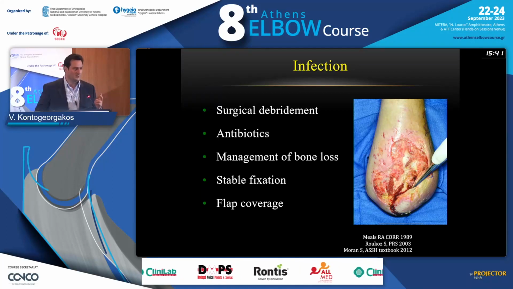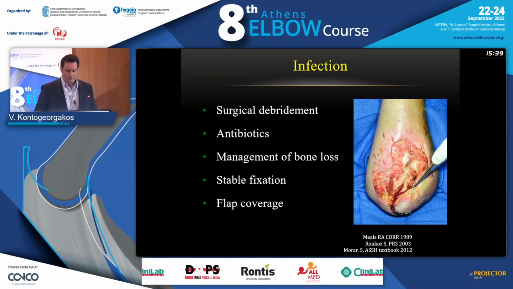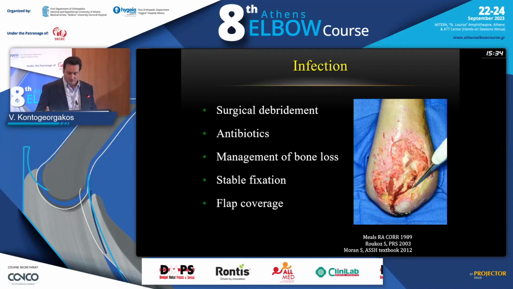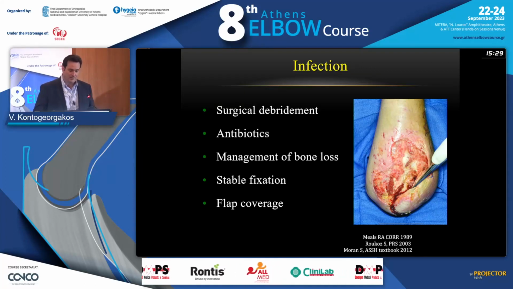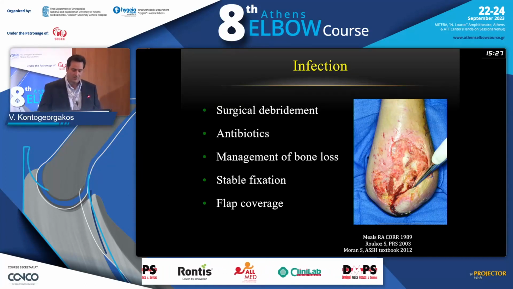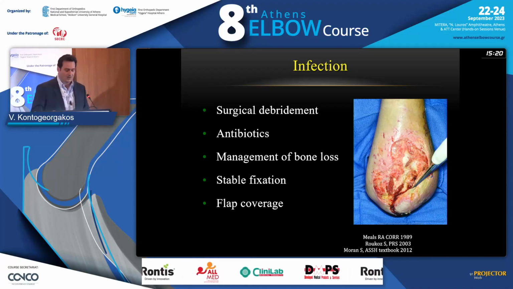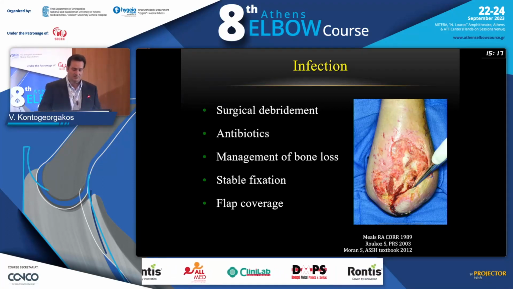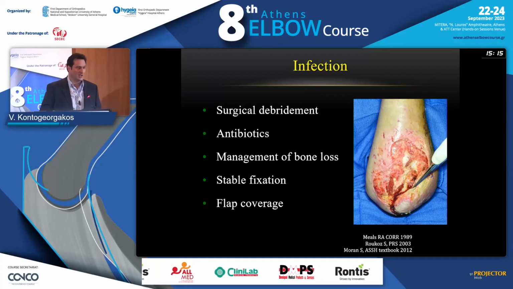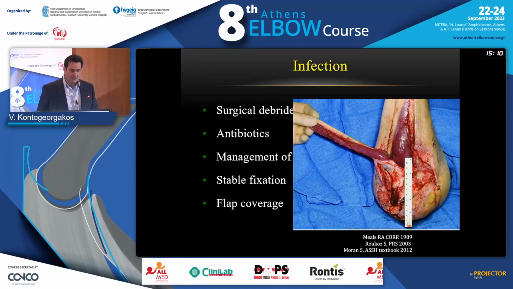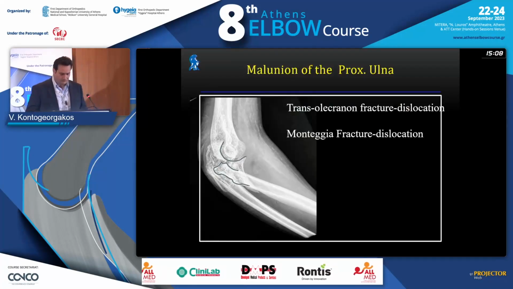We have, as he said, 2 goals: infection and union, and we have to take out the infection, we have to take out the microbes, and then achieve the union. So you have to follow the surgical debridement. It should be thorough debridement, no devitalized tissue or necrotic tissue, antibiotics, management of the bone loss, stable fixation, absolutely necessary, and flap coverage in some cases to cover the soft tissue defect.